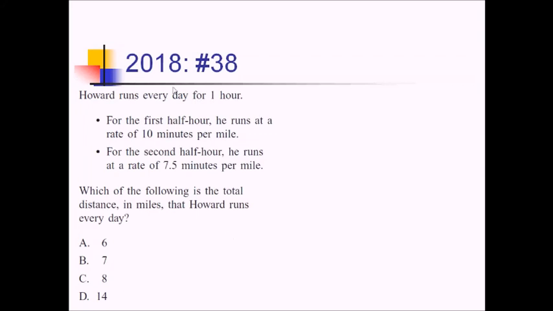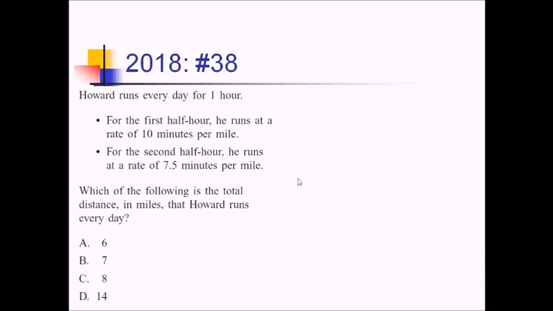For number 38, we have Howard running every day for an hour. First half hour, he runs at a rate of 10 minutes per mile. This is kind of a weird setup. Usually they talk about miles per hour or miles per minute. Here we're talking about how many minutes it takes him to go a mile. For the second half hour, we're going 7.5 minutes per mile. So we want to know, based off of this, what's the total distance that Howard runs each day.